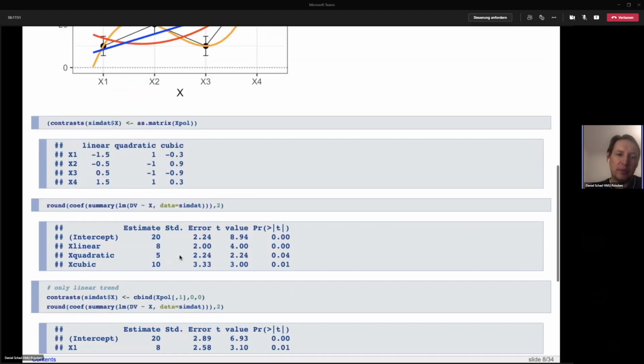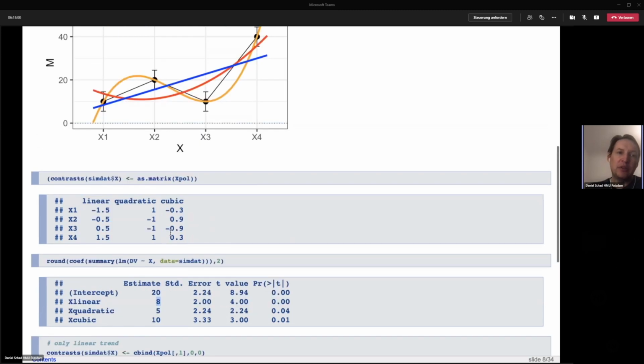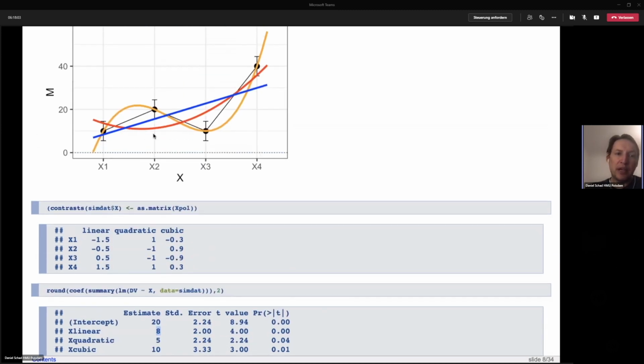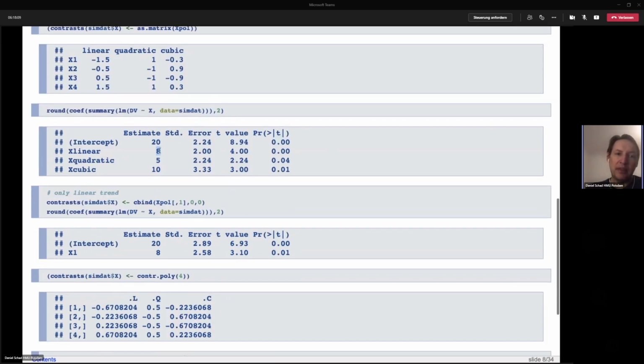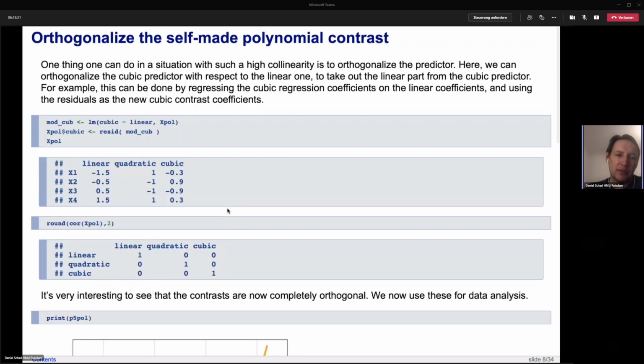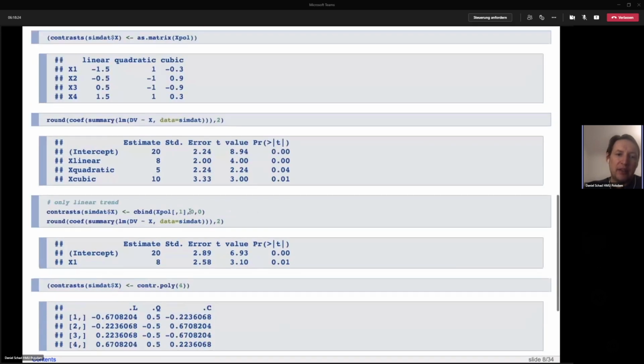Sorry for this flipping back and forth. However, the estimate, the regression coefficient, is much more easily interpretable. It has a value of 8. So if we go from x1 to x2, the line should increase by 8 steps. And we can check whether that's actually the case. We can run the same model, but now we take out the quadratic and the cubic effect by specifying 0 for the contrasts. So all contrasts associated with the cubic and the quadratic effect are 0. Just the linear effect is there.